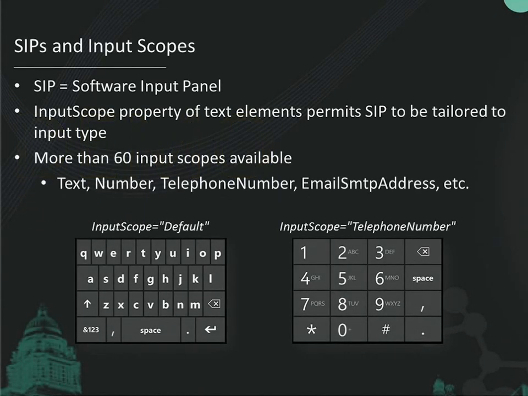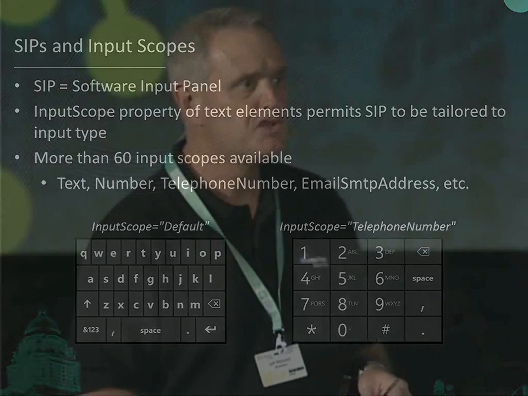Here's something else that every Silverlight developer needs to know about when they start building phone applications, and that is SIPs, software input panels. Most Windows phones don't have a hardware keyboard. In fact, when I bought my Samsung Focus, I did not want a hardware keyboard because I wanted that phone to be as thin and as light as it possibly could be. Therefore, when I want to enter some text, the operating system pops up a software keyboard, better known as a SIP, or software input panel.